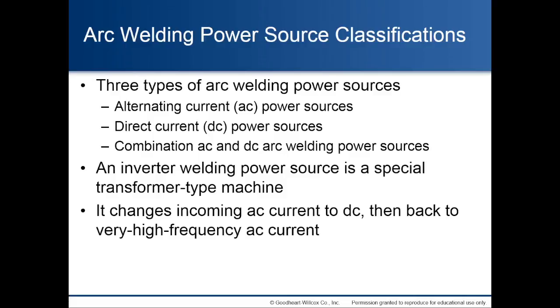Arc welding power source classifications. 3 types of arc welding power sources: alternating current power sources, direct current power sources, and combination alternating current and direct current arc welding power sources. An inverter welding power source is a special transformer type machine. It changes incoming alternating current to direct current, then back to very high frequency alternating current.